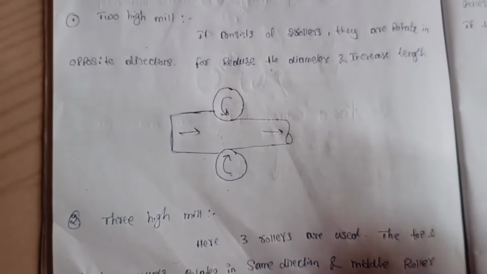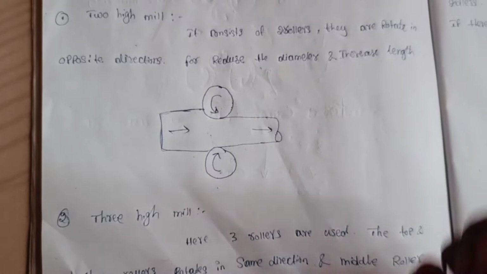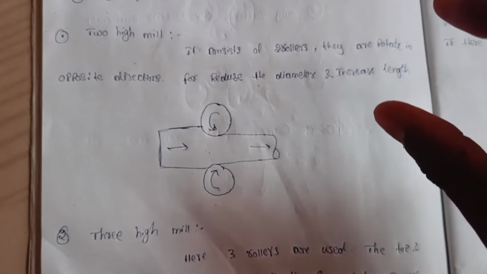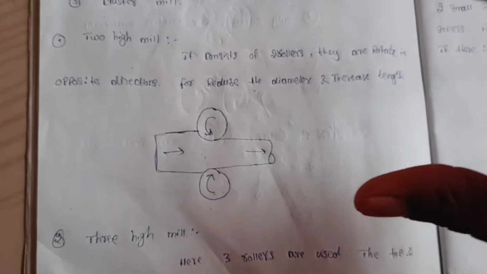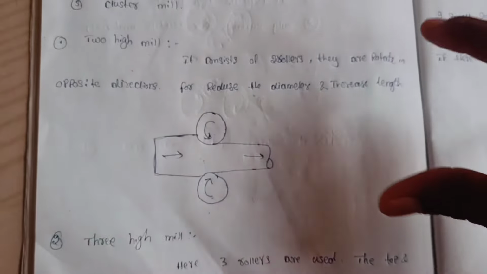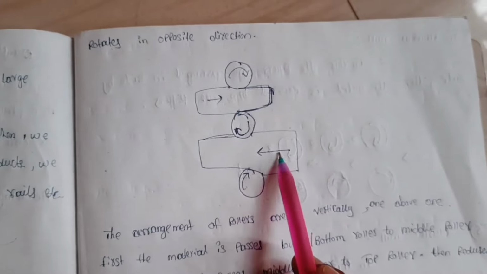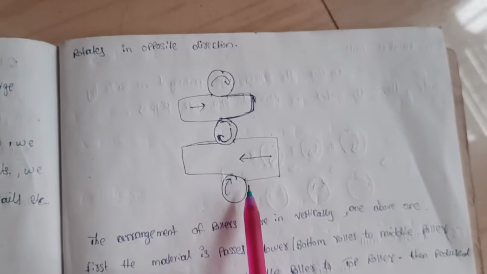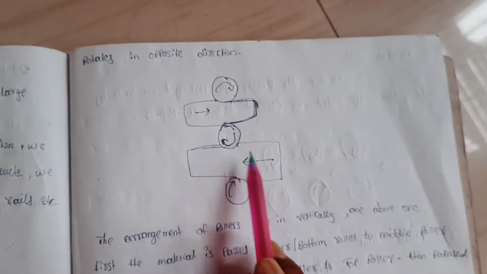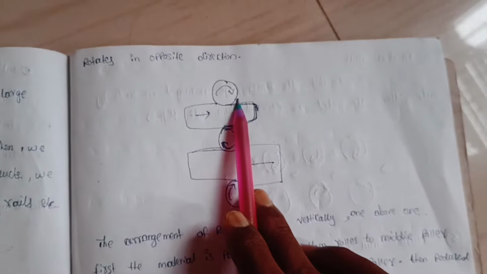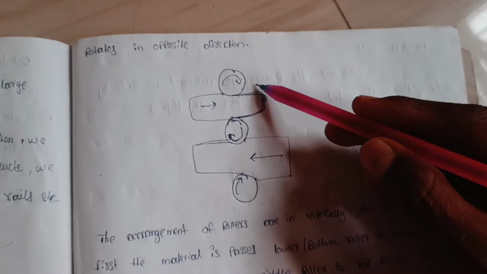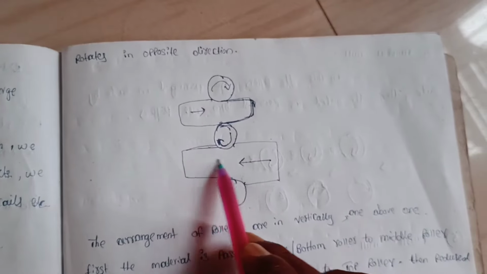Now if you take the 3 high mill, here 3 rollers are there. They are the same in diameter. The top and bottom rollers are rotating in the same direction and the middle one rotates in the opposite direction. See the diagram how it is. The material is passed in between here. First it enters from the bottom to the middle, and then it passes again from the middle to the upper roller, thereby reducing the diameter.